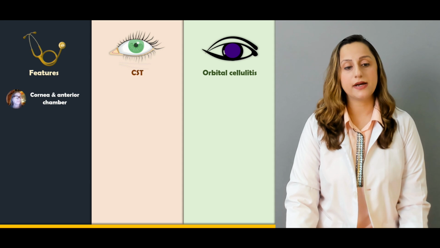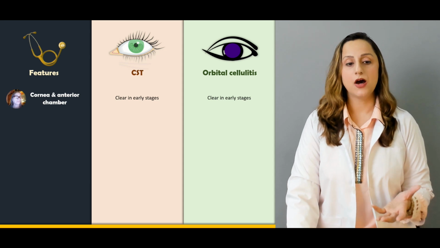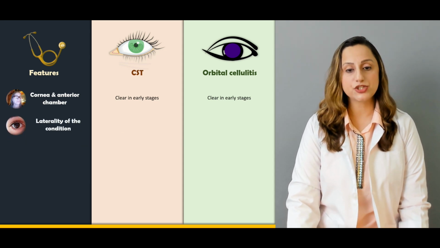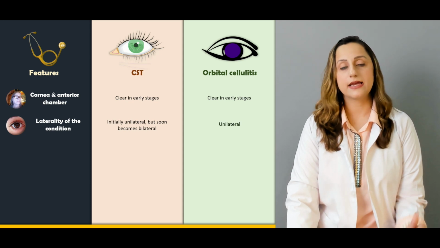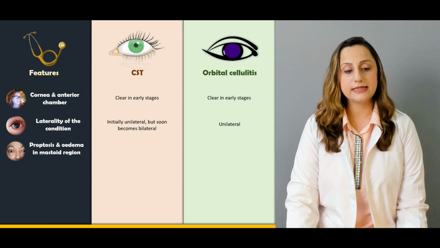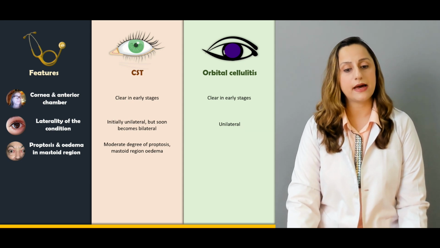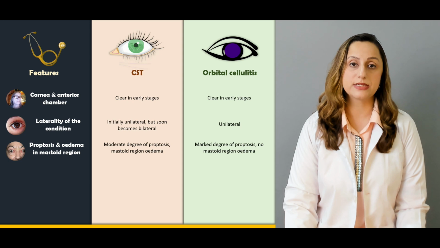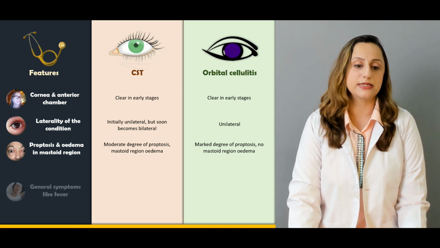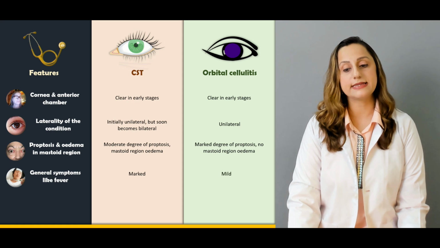The features would consist of cornea and anterior chamber. On the other hand, if we have a CST that clears in its early stage, just to give you a comparison of the features over here. The laterality of the condition in the CST is initially unilateral, but soon it becomes bilateral, while in orbital cellulitis it's mostly unilateral. Proptosis and edema in the mastoid region are noted. It's of moderate degree in CSTs, and we also note mastoid region edema in these patients. There's a marked degree of proptosis in orbital cellulitis, and no mastoid region edema is noted. General symptoms of fever are quite marked in CSTs, while in orbital cellulitis they are quite mild.